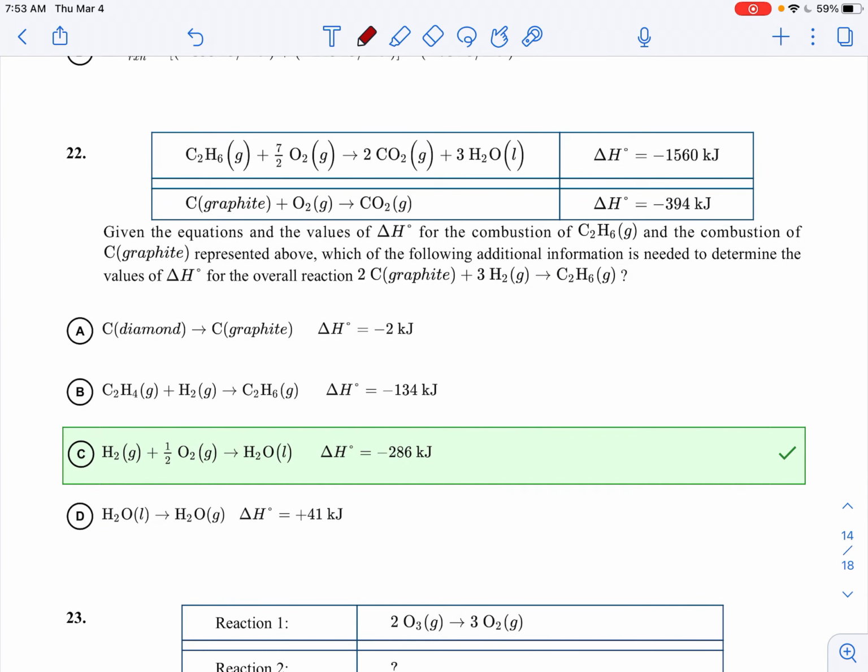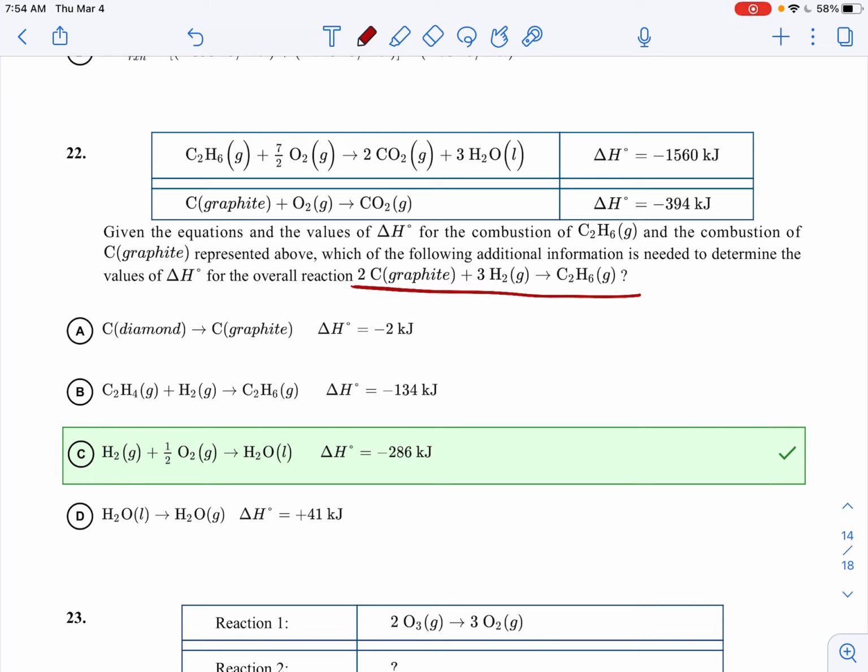Number 22 says that given the equations, the values of delta H for the combustion of C2H6 and the combustion of graphite represented above, which of the following additional information is needed to determine the value of delta H for the overall reaction? So our overall reaction is 2 graphites as our reactant, 3 hydrogens as our reactant, and 1 C2H6 as our product.